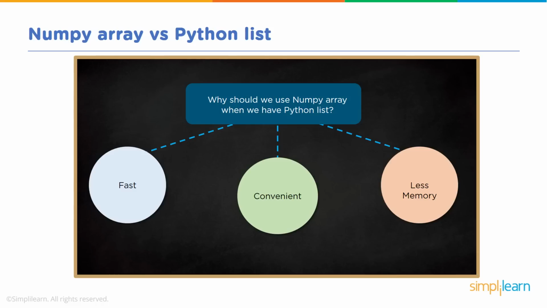So back to our NumPy array versus Python list. Python list being the basic list in your Python. Why should we use NumPy array when we have Python list? Well, first, it's fast. The NumPy array has been optimized over years and years by multiple programmers, and it's usually very quick compared to the basic Python list setup. It's convenient, so it has a lot of functionality in there that's not in the basic Python list. And it also uses less memory, so it's optimized both for speed and memory use.